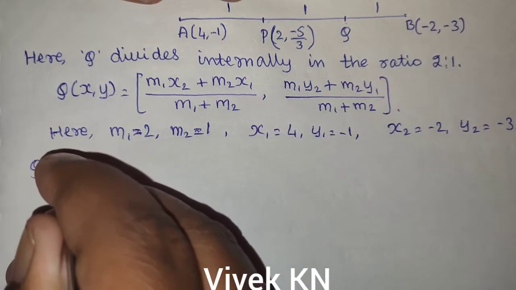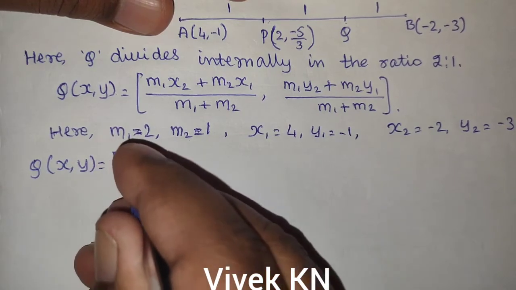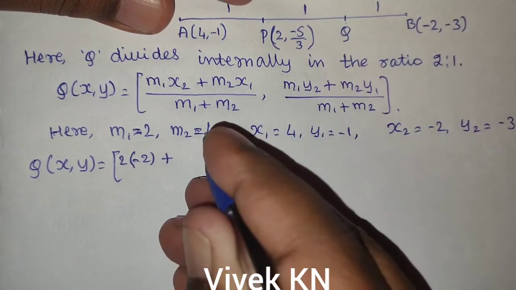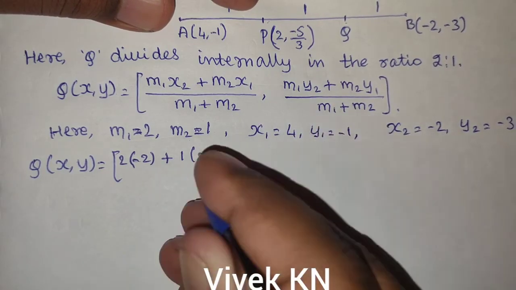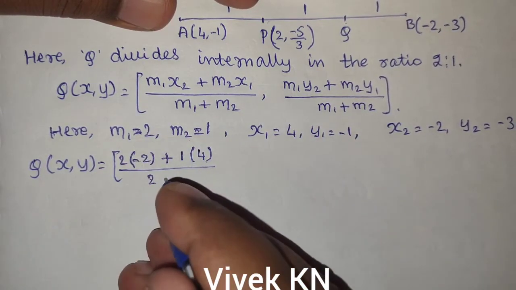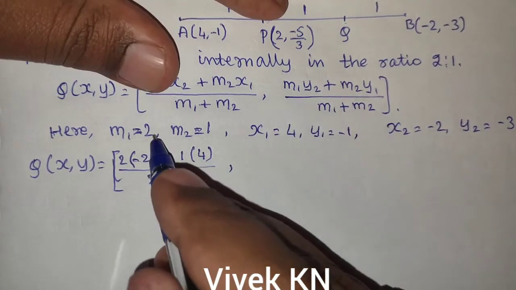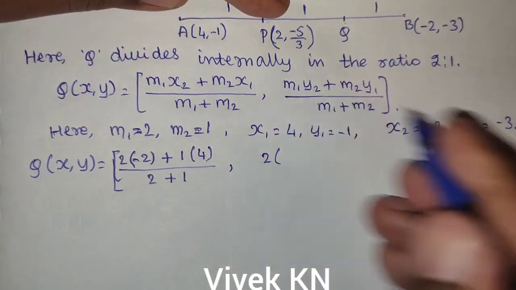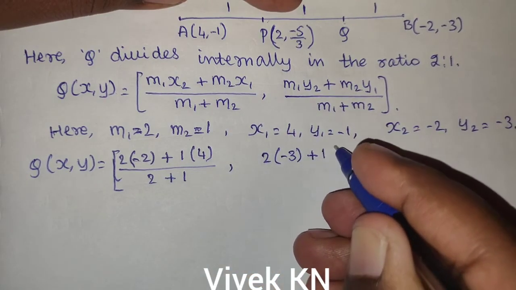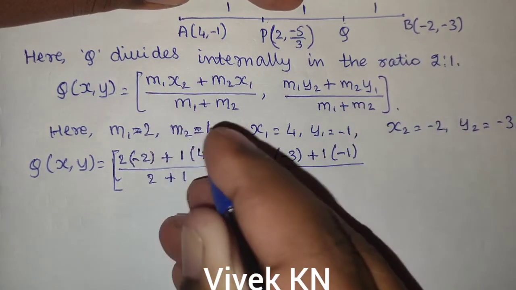Now let us substitute all these values in the section formula. So Q of x comma y is equal to, the value of m1 is 2 into the value of x2 is minus 2 plus the value of m2 is 1 into the value of x1 is 4, divided by m1 plus m2, the value of m1 is 2 plus the value of m2 is 1, comma, the value of m1 is 2 into the value of y2 is minus 3 plus the value of m2 is 1 and the value of y1 is minus 1, divided by m1 plus m2, that is 2 plus 1.